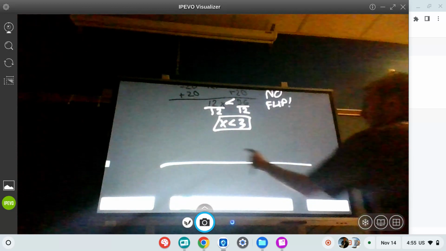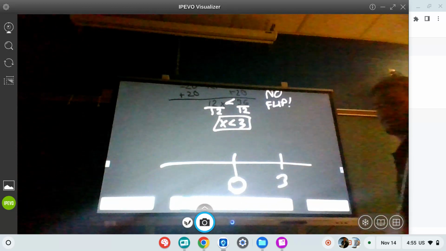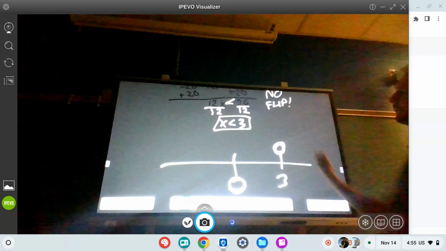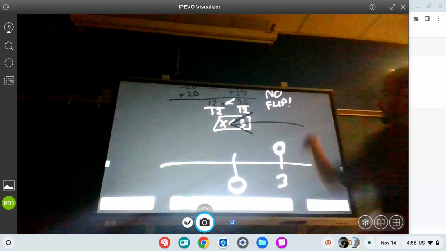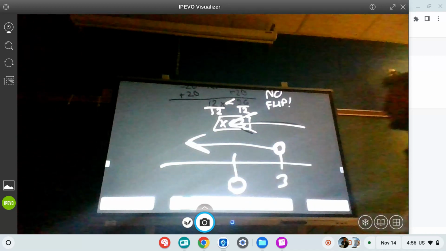Line that goes across, 0 in the middle. 3 is bigger than 0, so we put it on the right. Circle on top of 3. I'm going to leave it open, and I see that this arrow is pointing that direction. So I'm going left.